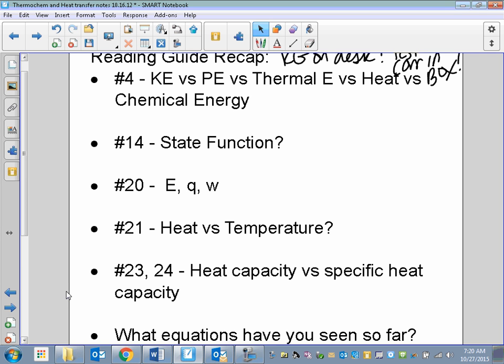Kinetic versus potential energy. Go. This is number 4 on your reading guide. So if you want to look at it and make sure you're visually looking at it as well as hearing it, go for it. Kinetic energy is energy of motion. Potential energy is energy an object has because of its position.